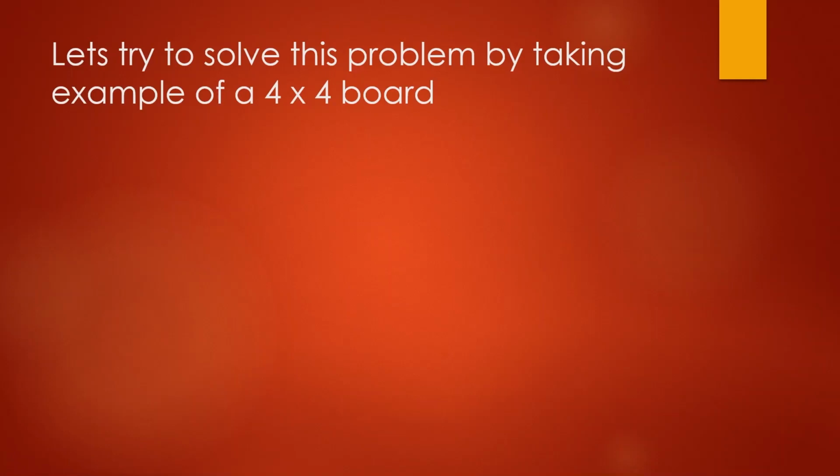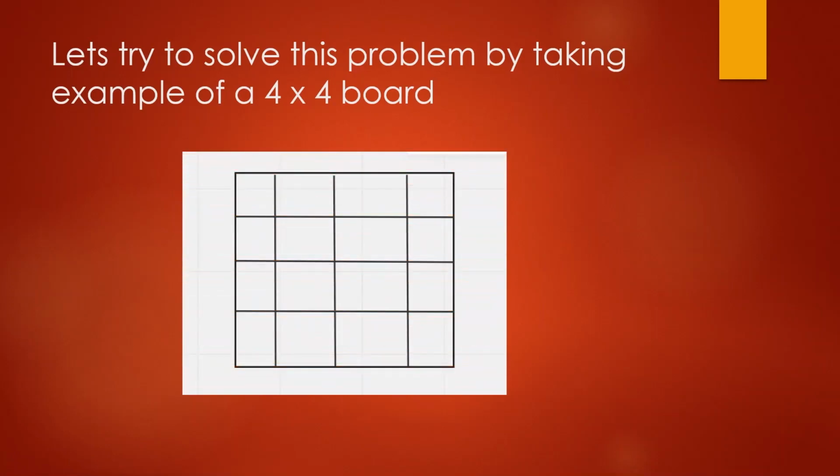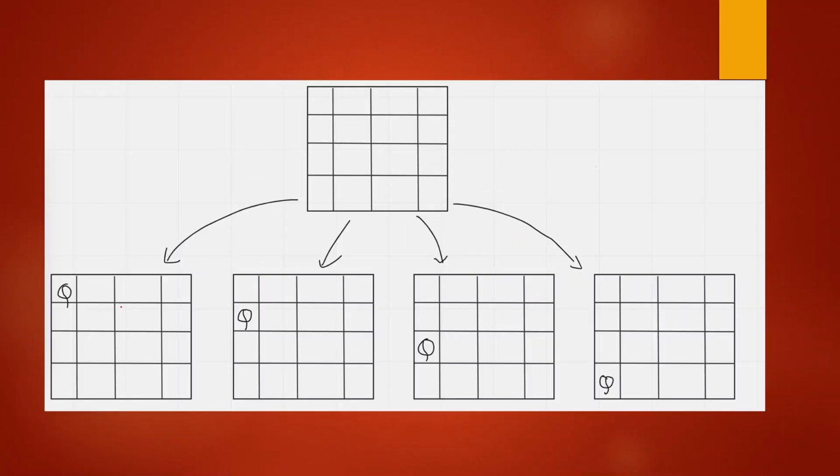Take an example of a 4x4 chessboard to solve this problem. This is the 4x4 chessboard we have over here. If I try to put a queen on the first column itself, I have four options. I can place the queen here, or here, here, or here. Taking the first case, if I place the queen on the 0th index, going by 0 indexing, I can't put another queen in this whole row, in this whole column, and also diagonally.